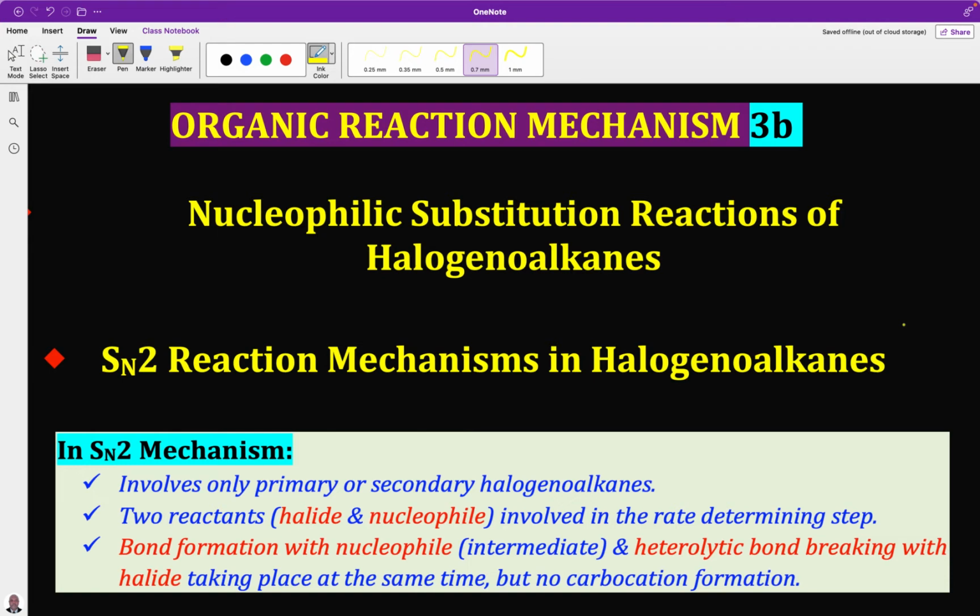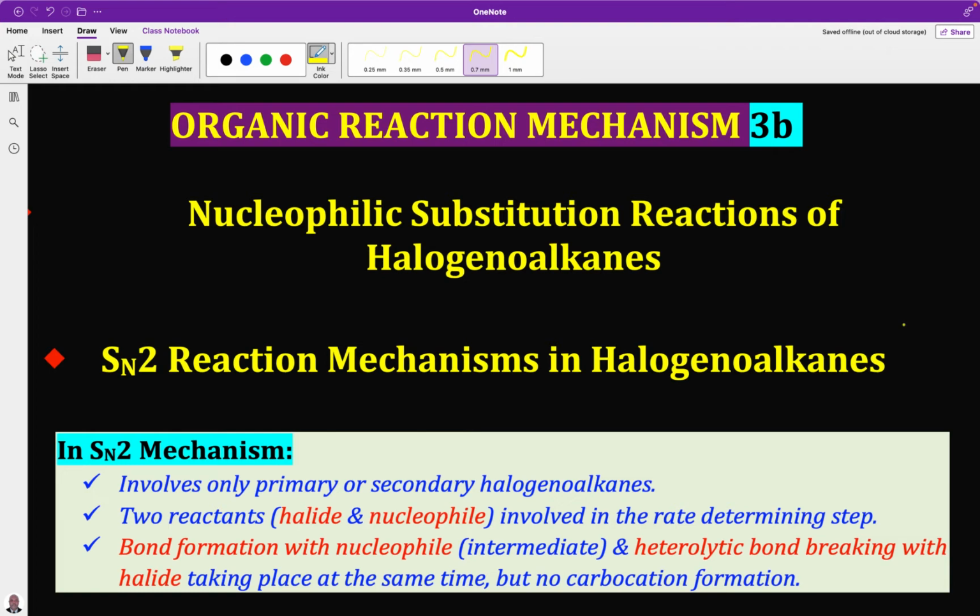When the halide finally breaks off, the nucleophile replaces it. When the halide finally breaks off, the nucleophile substitutes it. Once more, there is no carbocation formation when it has to do with SN2.